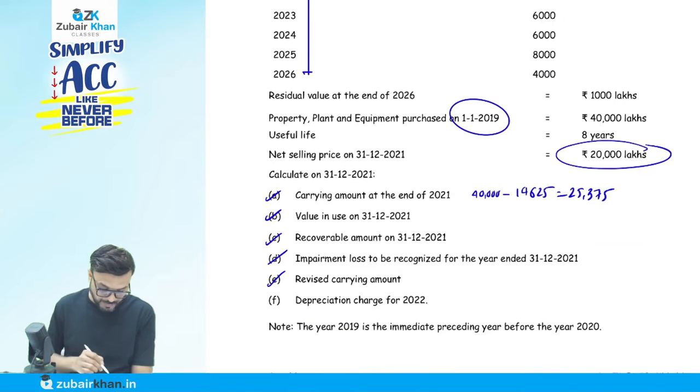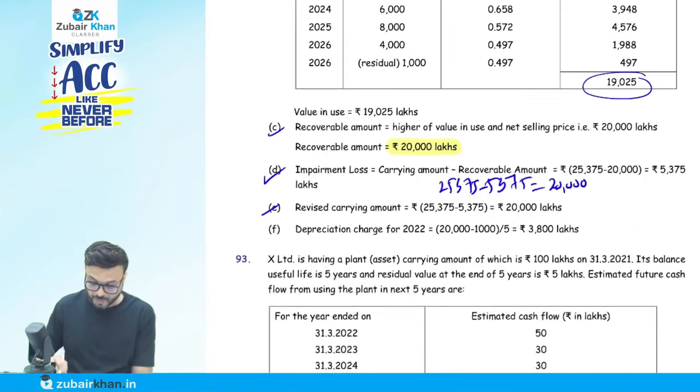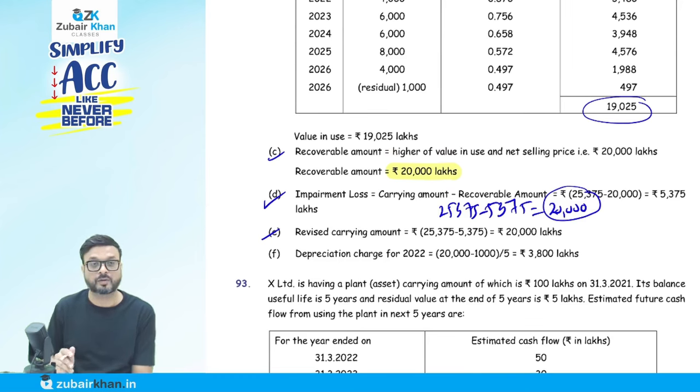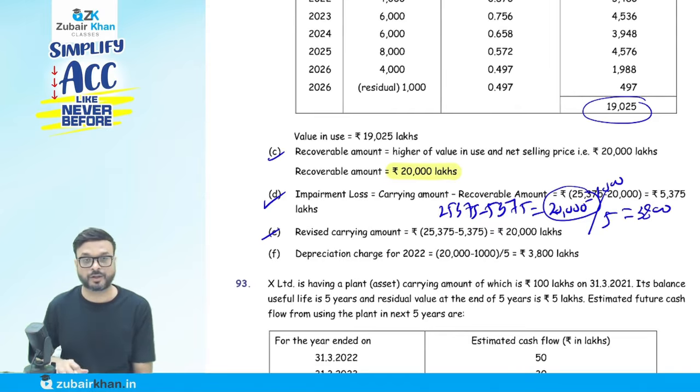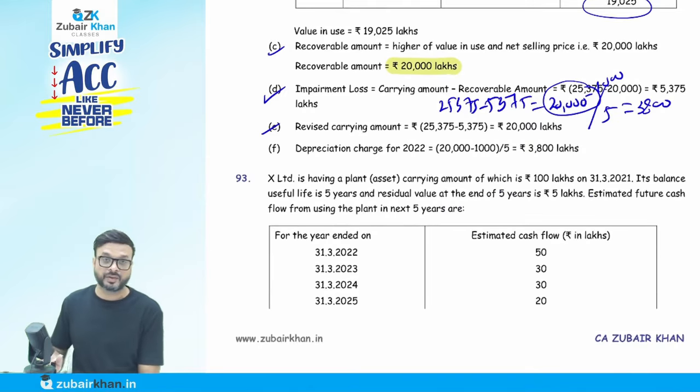Then they ask about depreciation. We charge depreciation prospectively on the revised value. Out of the life, 3 years have passed, so for the remaining 5 years, residual value also, 20,000 minus 1,000, the residual value, divided by 5, that is coming 3,800. Simple. Okay. Now question number 93.